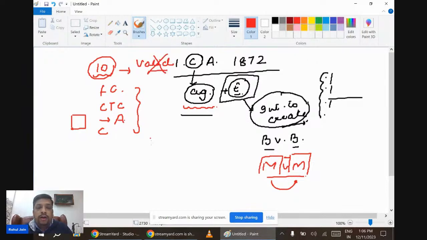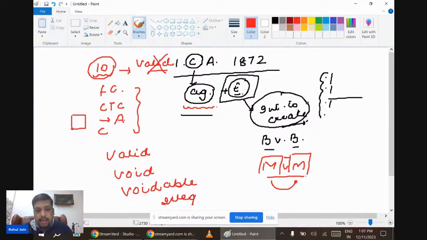Now before we go ahead, there are 3-4 terms which you need to keep in mind: valid contract, void contract, voidable, and illegal. A valid contract is that contract which fulfils all the requirements as enshrined under Section 10. Whatever essential ingredients are there, if all those ingredients have been fulfilled, the contract is valid.